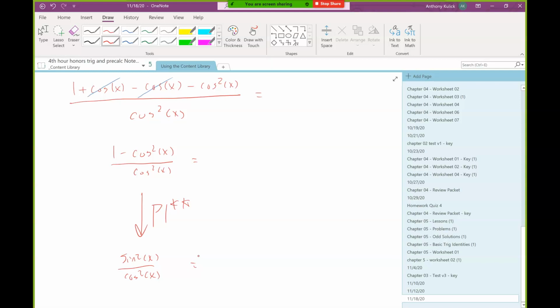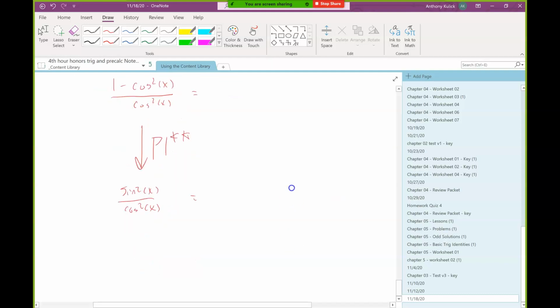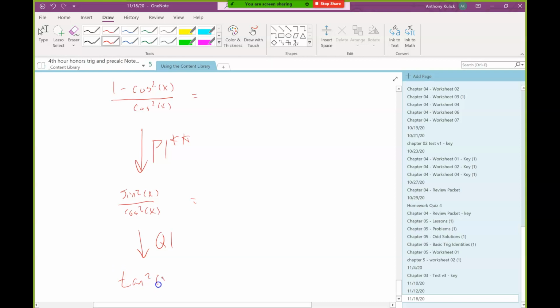And then this should jump right out at you, right? We used this identity earlier. We know that sine over cosine is tangent. That was Q1. So sine squared over cosine squared must be tangent squared, which is what we're aiming to get to. And we're done.